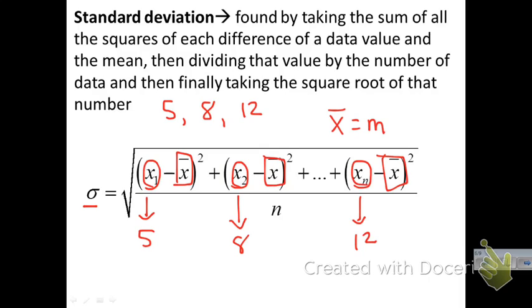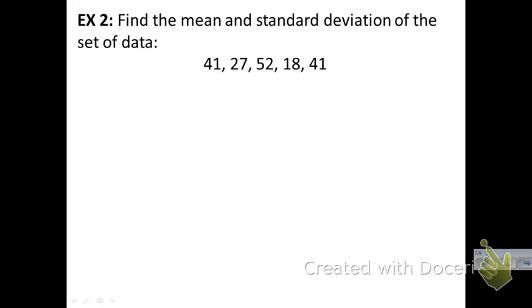This x bar right here equals the mean. And then the n is the number of values that we have. So we're going to apply that formula on our next problem. The first thing it asks us to do is find the mean, because you need the mean to find the standard deviation. So to find the mean, I'm going to call it x bar. You're going to add all those values and divide by 5. So when we add them, we get 179. We divide by 5 and we get 35.8.